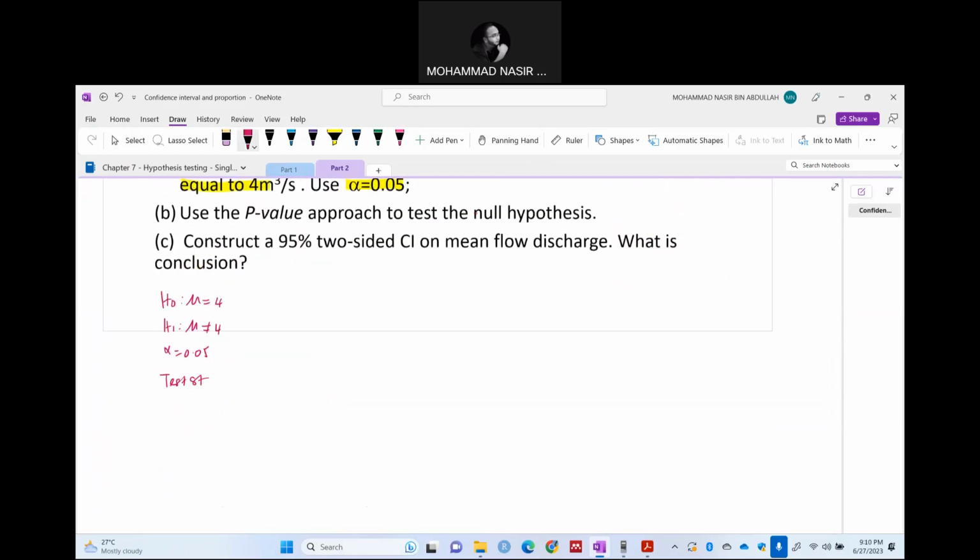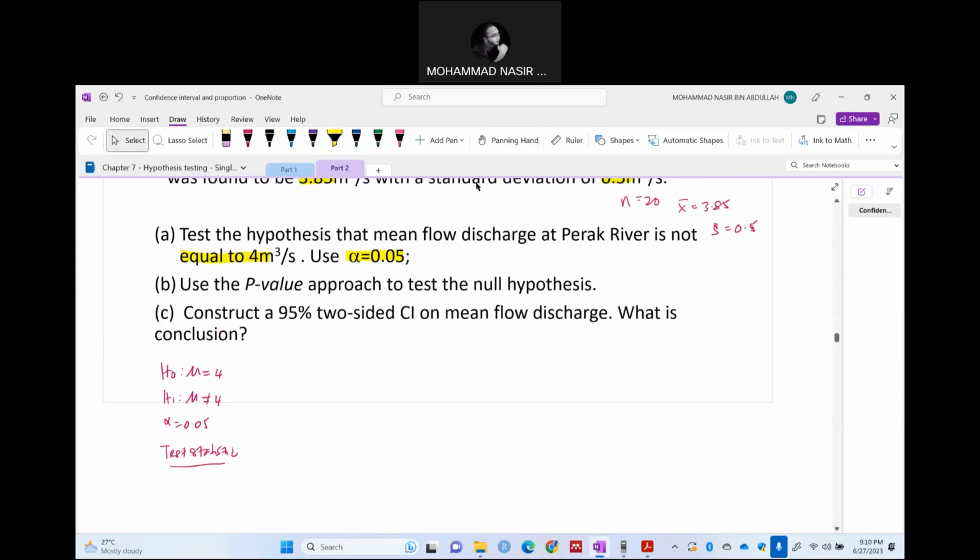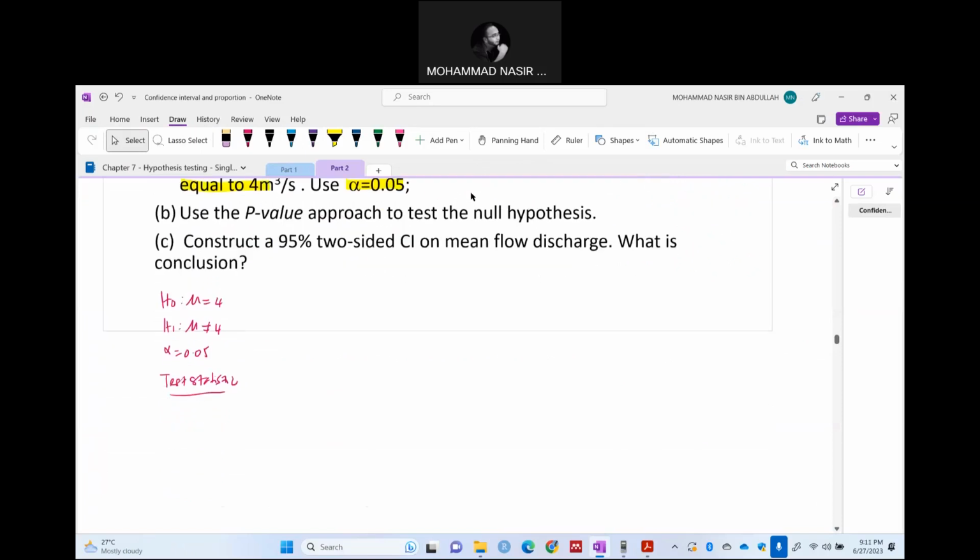Test statistic. So this one we're going to use what distribution? Z or T? T distribution because n is less than 30, population variance unknown, right? So T equal to x bar minus mu divided by s over square root of n. So this one should be 3.85 minus 4 divided by 0.5 over square root of 20. This is 1.34, right?